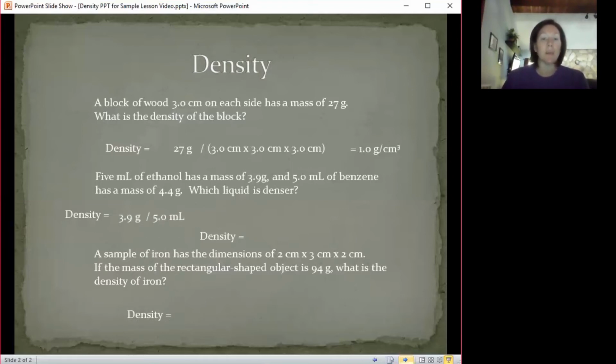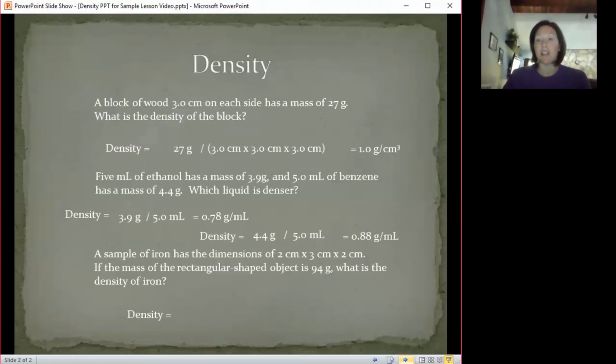So the first one, we take 3.9 grams divided by 5.0 milliliters. And that is a total of 0.78 grams per milliliter. Now you notice the unit here is milliliters because that's what our volume is in. For the density of benzene in this case, 4.4 grams divided by 5.0 milliliters, and we get a total of 0.88 grams per milliliter. So the denser material is the benzene.